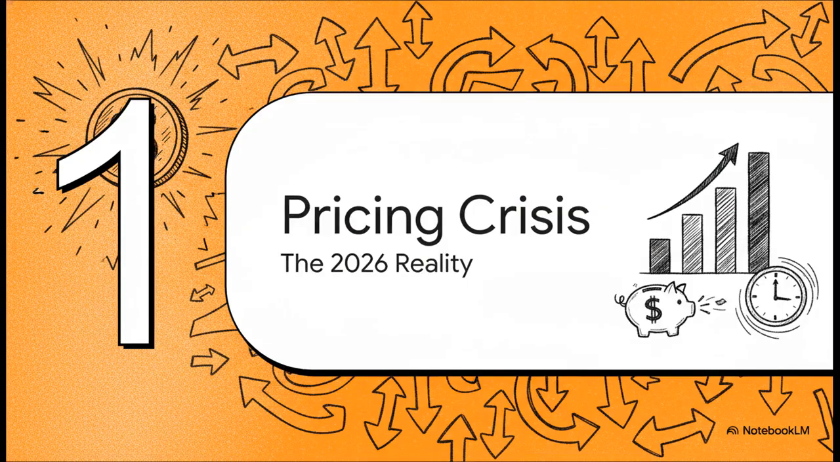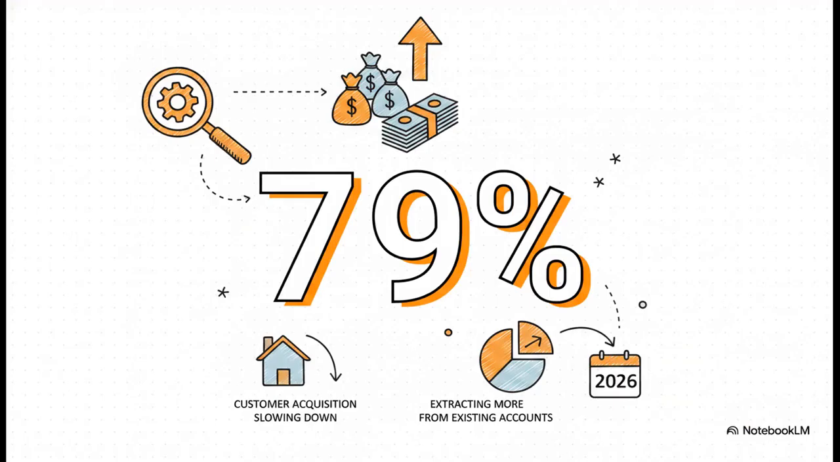Section 1. The 2026 SaaS Pricing Crisis. We're starting with a pretty harsh reality right now. Software costs are shifting rapidly and, honestly, they're changing way faster than enterprise budgets can actually keep up. To really grasp the scale of this, just look at this number. A staggering 79% of IT leaders have been hit with price increases at renewal over just the last 12 months.